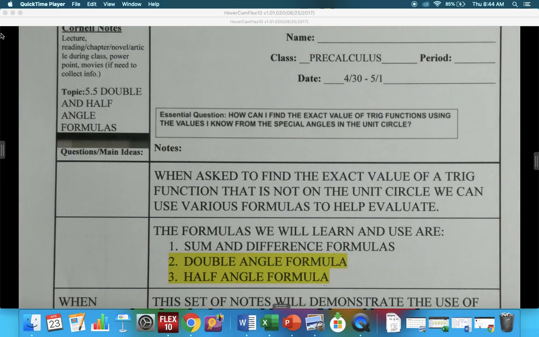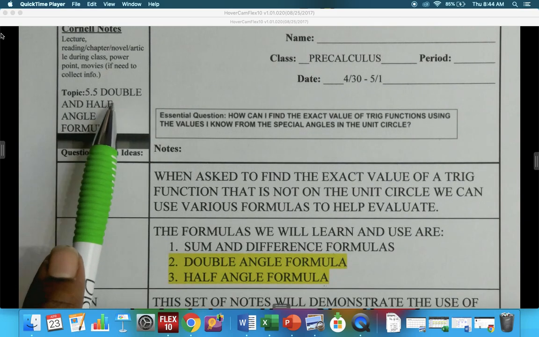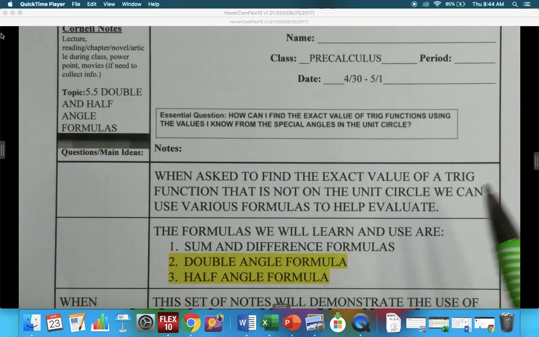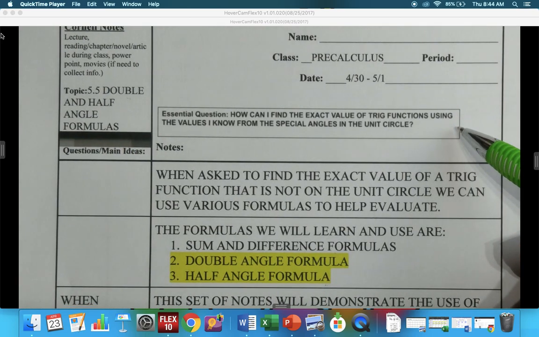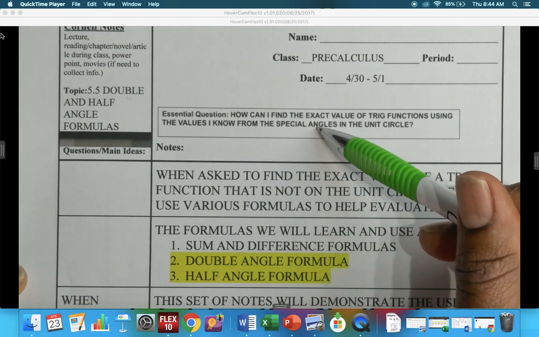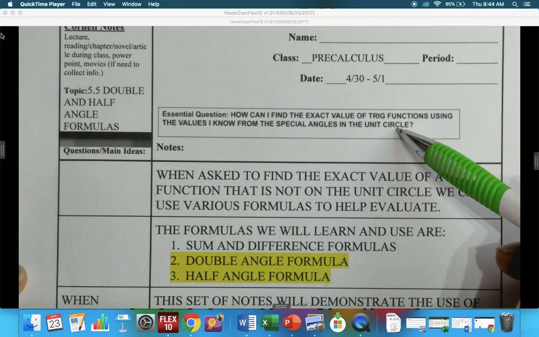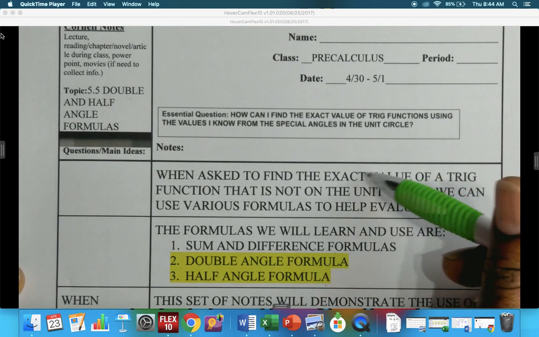Okay, so for the last section in this chapter, we're going to talk about the double and half angle formulas. Our essential question hasn't changed. It's still how can I find the exact value of trig functions using values that I know from the special angles in the unit circle. Okay, so this is the same as last notes.